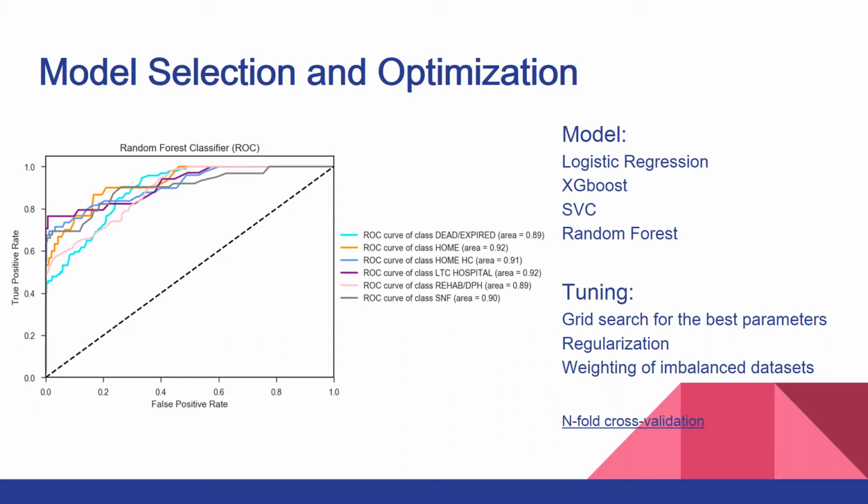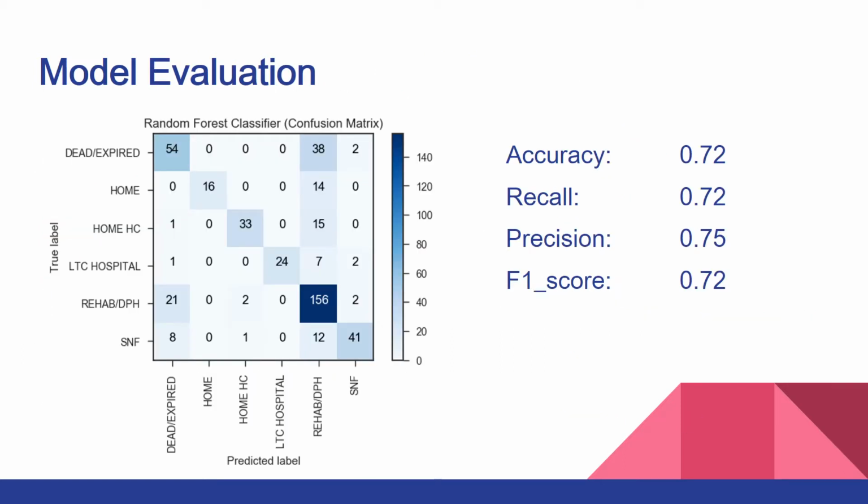We also tried to optimize our model by searching for the best parameters, or trying regularization to limit overfitting, and also weighting of imbalanced datasets. All those optimizations use cross-validation for comparison. The accuracy of prediction with our model is 0.72. Since we have imbalanced datasets, we also care about recall, precision, and F1 values.